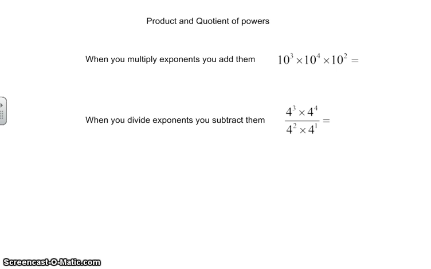Product of quotients and powers. Okay, when you multiply exponents, you add. When you divide exponents, you subtract. It makes life pretty easy. A little bit different than what you've thought before or seen. All I've got to do is add them when I multiply.